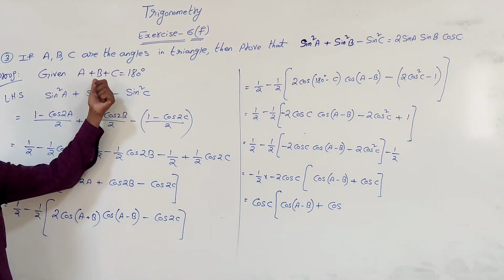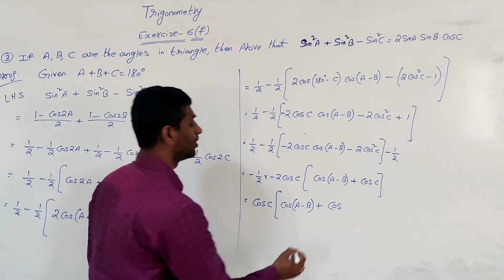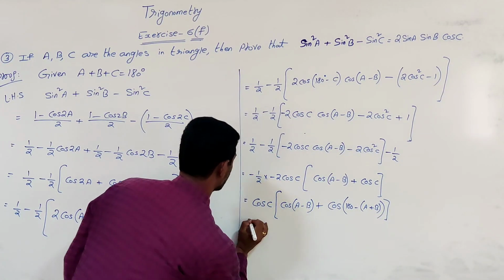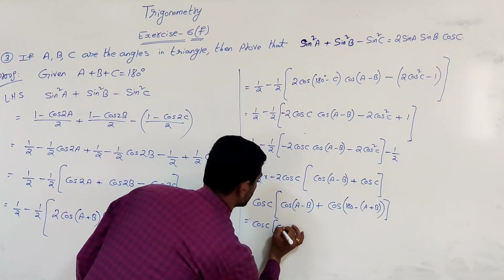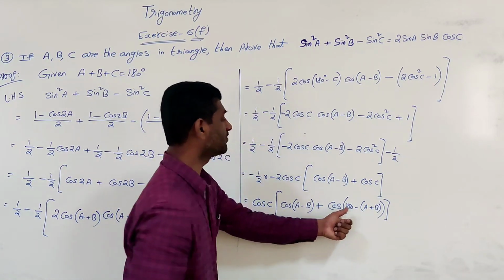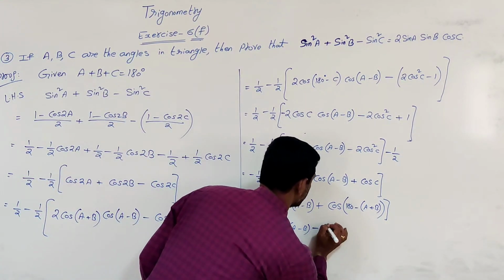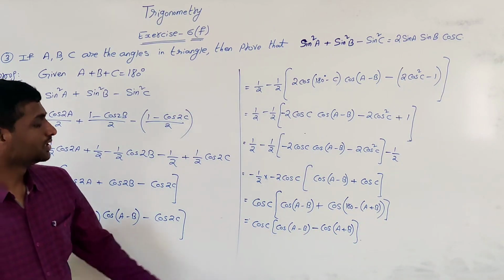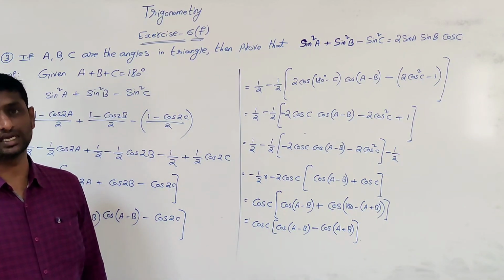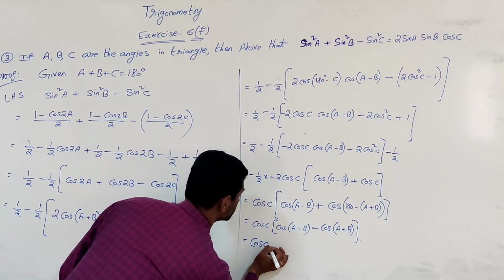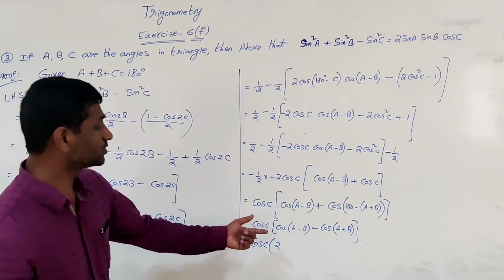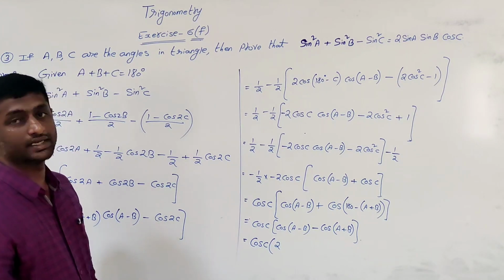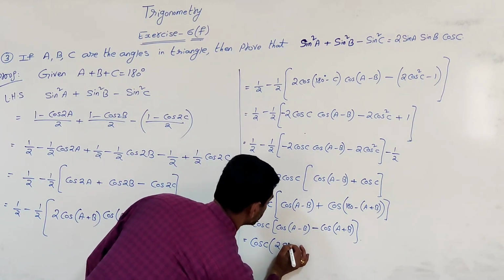Again, from the condition, C can be written as 180 minus A minus B, or 180 minus of A plus B. Cos C times cos of A minus B. Cos of 180 minus theta is minus cos theta, so it will be minus cos of A plus B. And we know that the expansion of this will be 2 sin A sin B, because cos of A minus B minus cos of A plus B will be 2 sin A sin B.